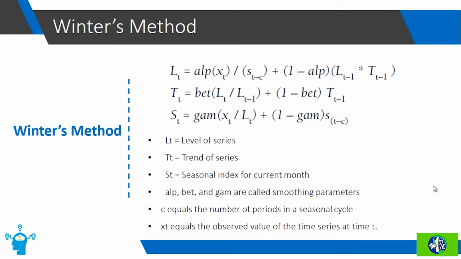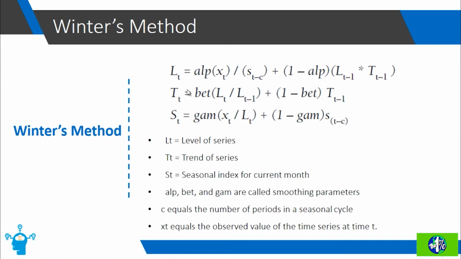The key in Winter's method is to use the following three equations, which are used to regularly update the level, trend and seasonality for each time period. To accommodate weightage to old and new observations, we have three new parameters, alpha, beta and gamma, which are called smoothing parameters. The values of these parameters will be chosen to optimize our forecasts.